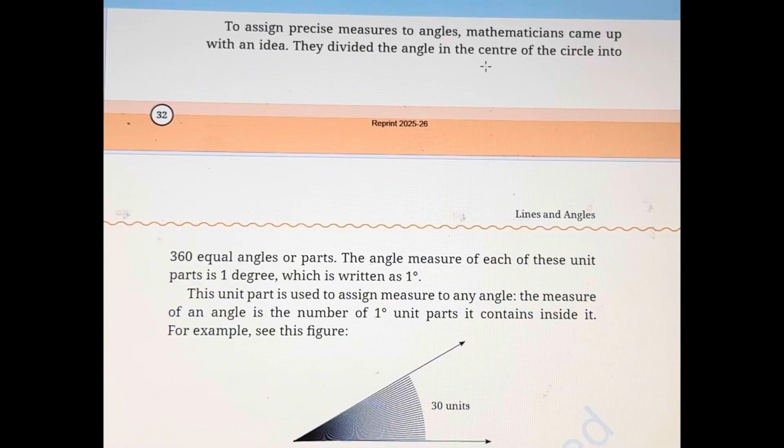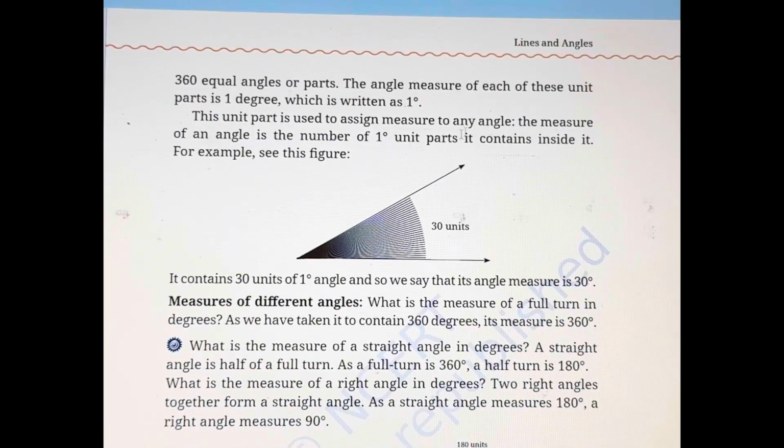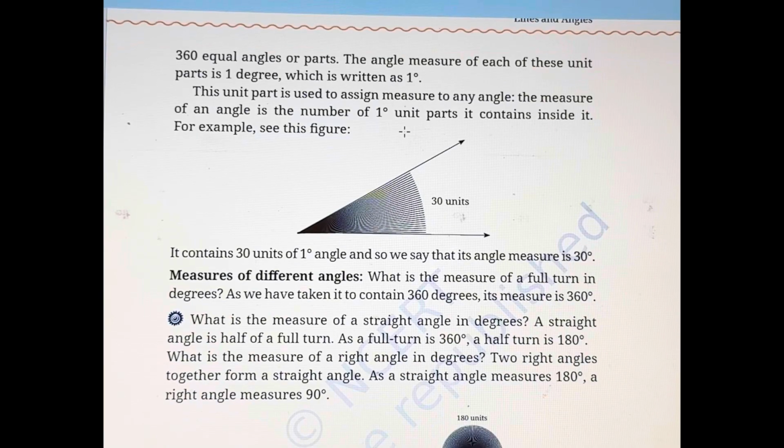So the angle in the center of the circle is divided into 360 equal parts, and the angle measure of each of these units is considered as 1 degree, which is written like this, 1 and a small 0 above it. It is read as 1 degree. This unit part is used to assign the measure of any angle. The measure of an angle is the number of 1 degree unit parts. Like here, for example, this is 30 units, meaning it is 30 degrees. Each unit is 1 degree. So this angle shows 30 degrees.